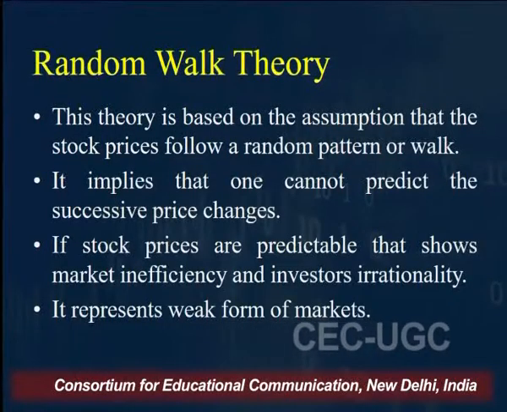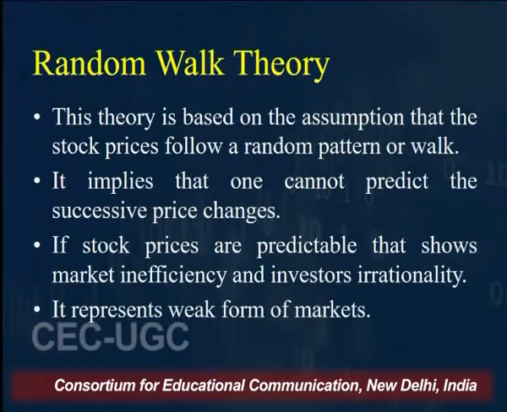So the efficient market hypothesis is also based on the random walk theory. This theory is based on the assumption that stock prices follow a random pattern or walk. It means there is no set pattern, no set price behavior, no trend as such on the basis of which the share price behaves. It is on the basis of a random walk, a random pattern, right? The price is being reflected in the market. It implies that one cannot predict the successive price changes.